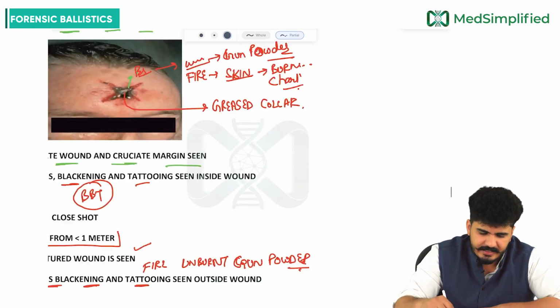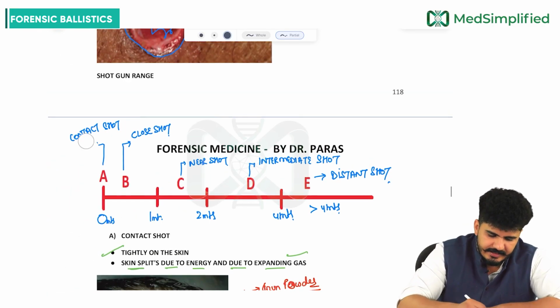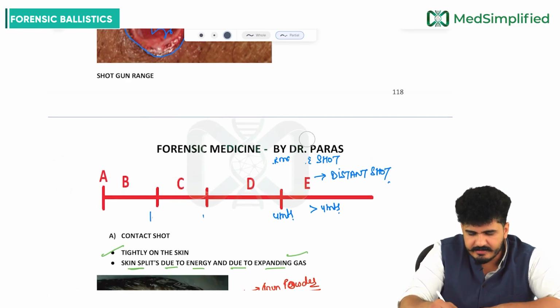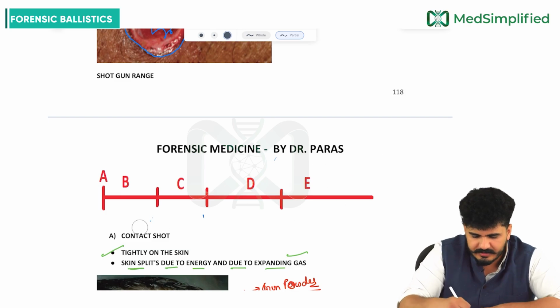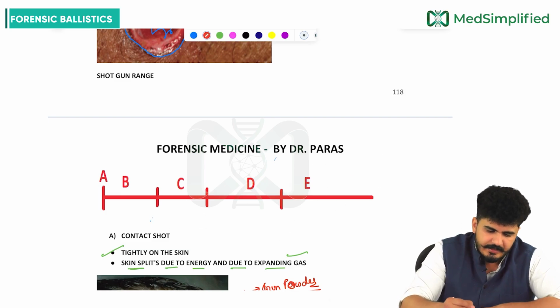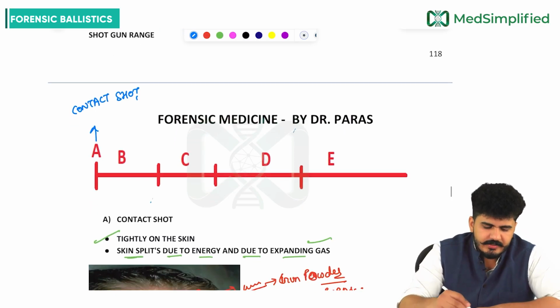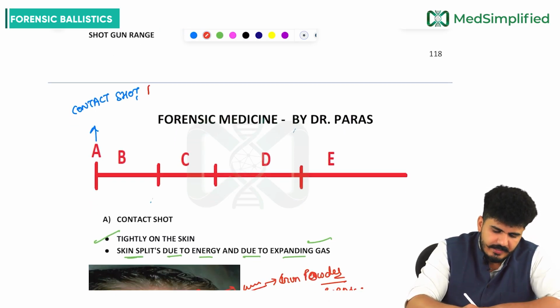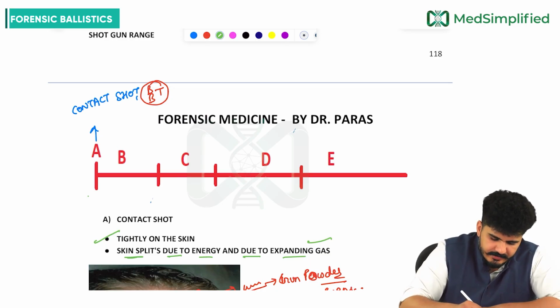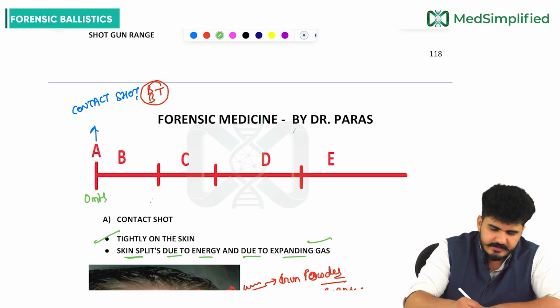We'll revise once again with the help of this diagram. I'll erase it and rewrite, and we'll see from where the dispersion is happening and what features we have to take care of. So firstly, right from type A, it is called a contact shot. In a contact shot you will see blackening, burning and tattooing, and the distance is 0 meters.